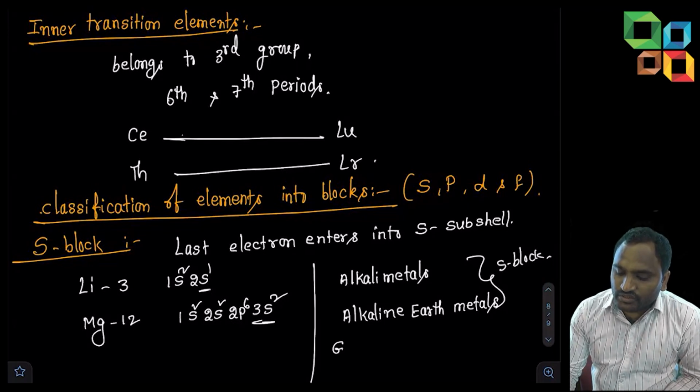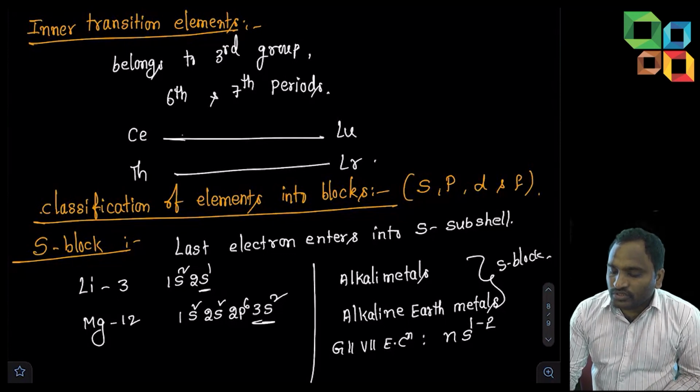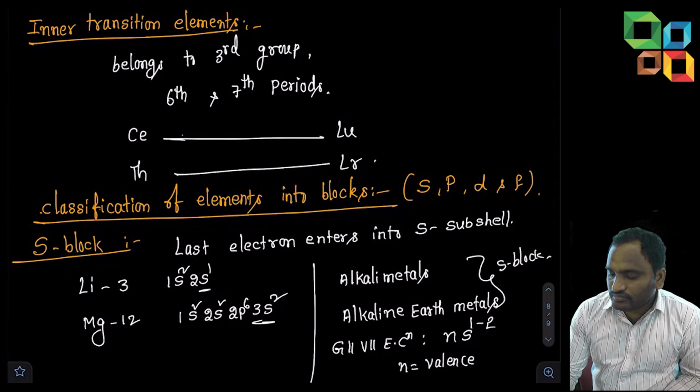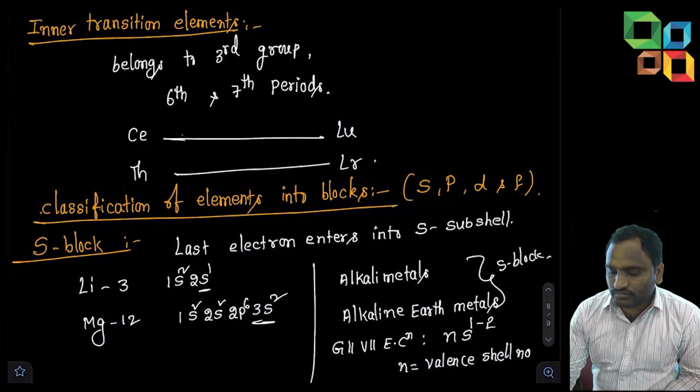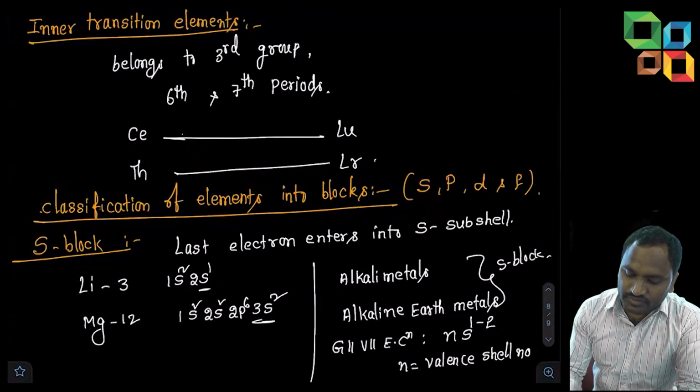The general valence electronic configuration of these elements is ns1-2. Here n is the valence shell number. All these elements are metals. All S block elements are metals.